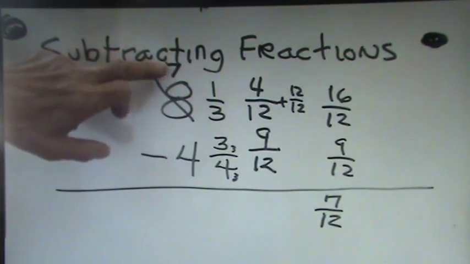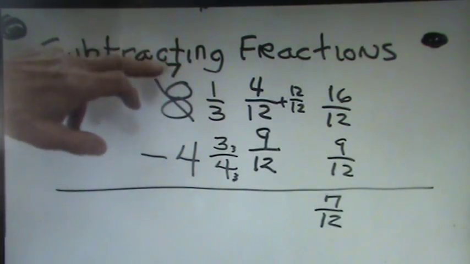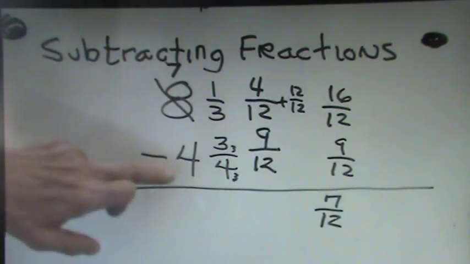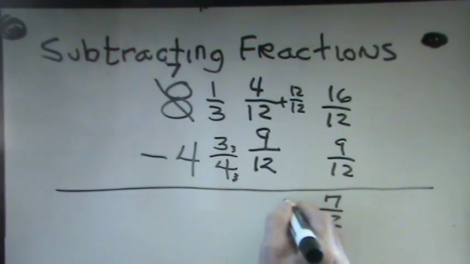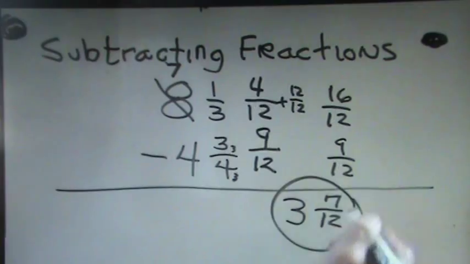Now I go back to the whole number part. I had borrowed 1 from the 8, so it's a 7. 7 take away 4 is 3. So this was an interesting problem.